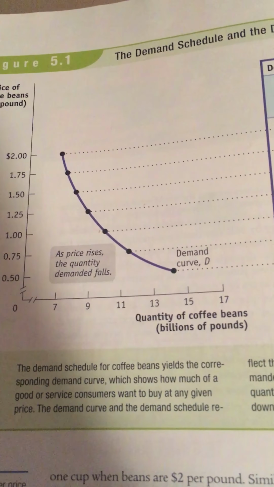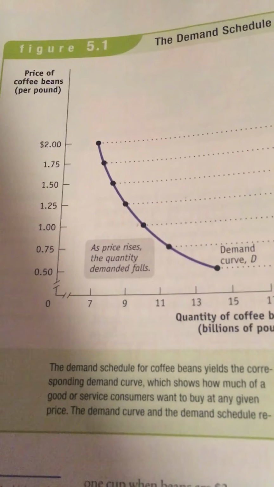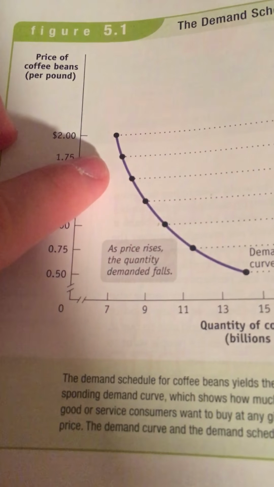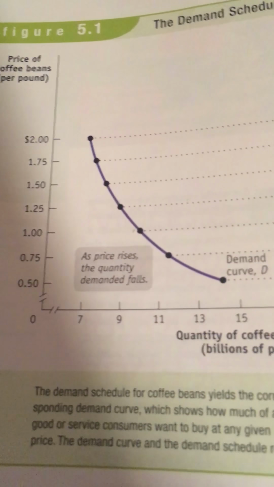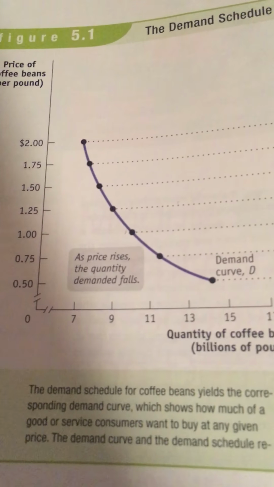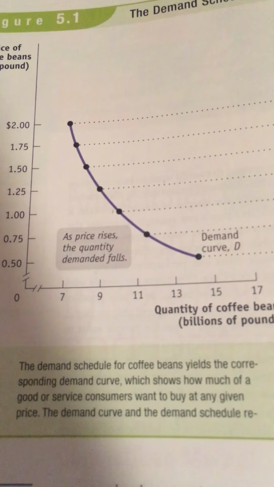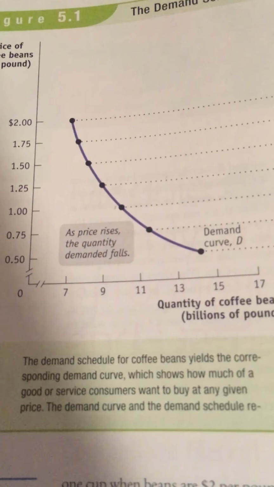This graph shows, for example, an increase in price from 125 to 150. The quantity demanded goes from 8.9 to 8.1. You can see that in this graph too. This is because of either the income effect or the substitution effect.